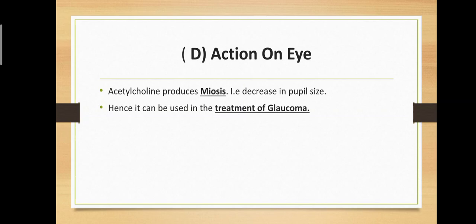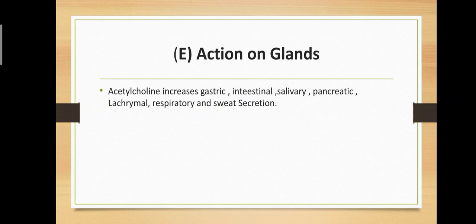Action on the eyes. Acetylcholine produces miosis, that is, a decrease in pupil size. Hence, it can be used in the treatment of glaucoma. Action on glands. Acetylcholine increases gastric, intestinal, salivary, pancreatic, lacrimal, respiratory, and sweat secretion.